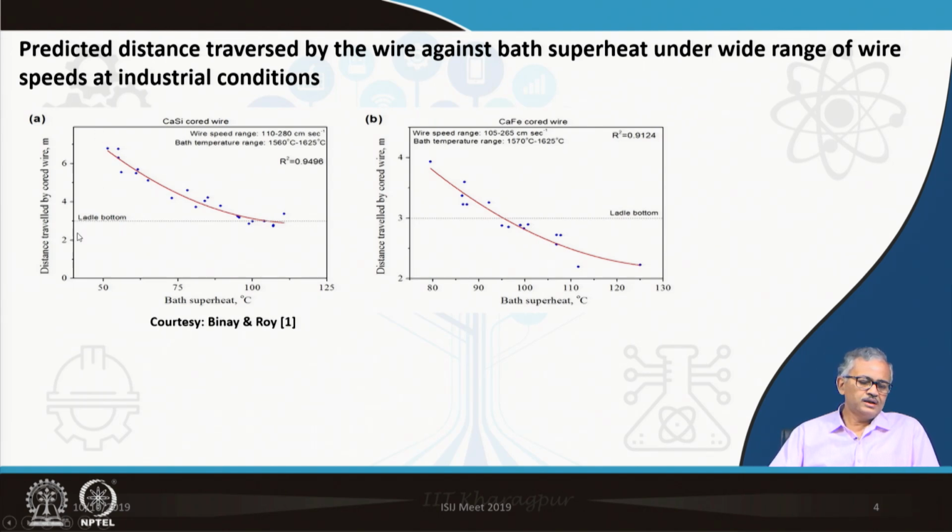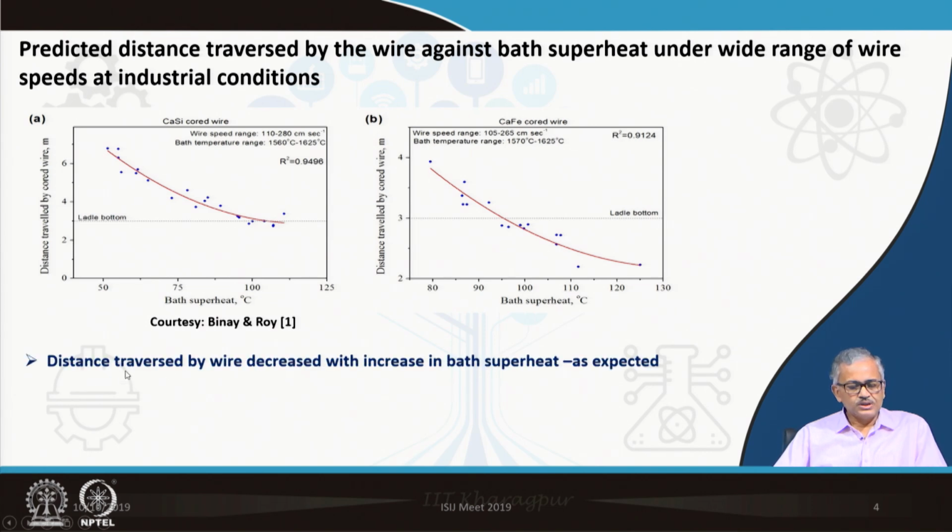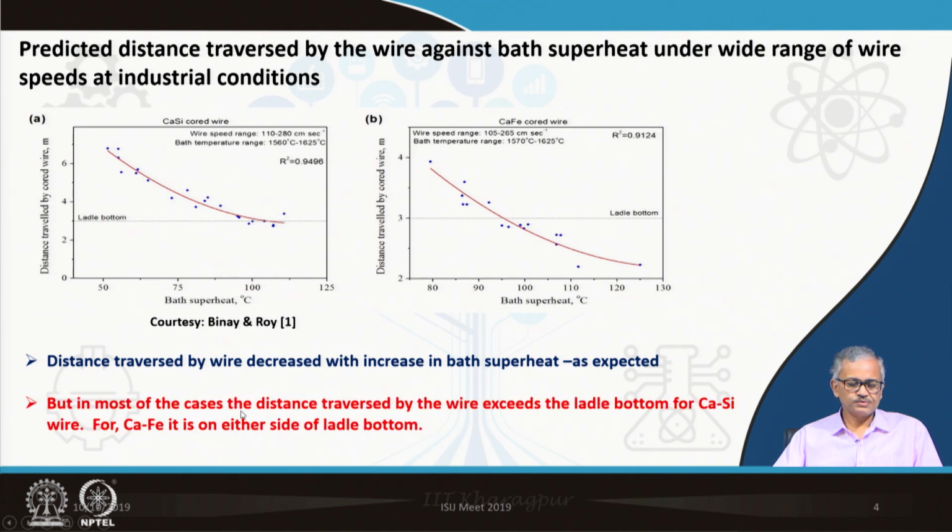And it is decreasing as you can find. So the distance traversed by the wire decreased with increase in bath superheat as expected, and in most of the cases the distance traversed by the wire exceeds the ladle bottom for CaSi, that you can find, all the data above the ladle bottom. For CaFe it is on either side of the ladle bottom, that is premature melting or delayed melting both, and only in very few cases the wire melts just at the bottom, and there you can expect the maximum recovery.